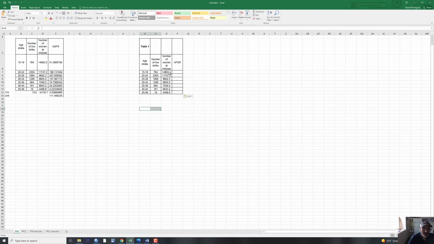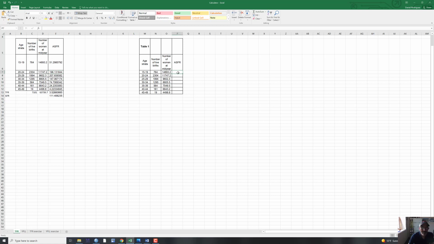Here's the number of live births, and we need the ASFR, age-specific fertility rate. To calculate that, we use the equation that I showed you before. And in Excel, you could write out the equations in this little area here. So according to the equation, we divide the number of live births by the number of women of that reproductive age period, and then we multiply it by 1,000.